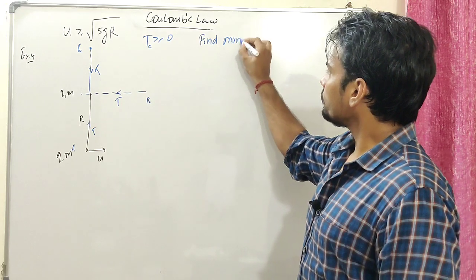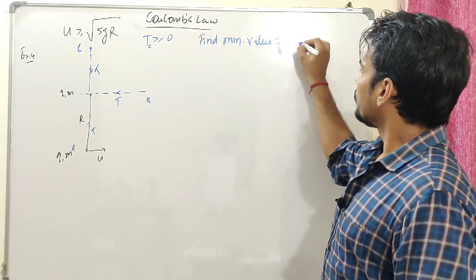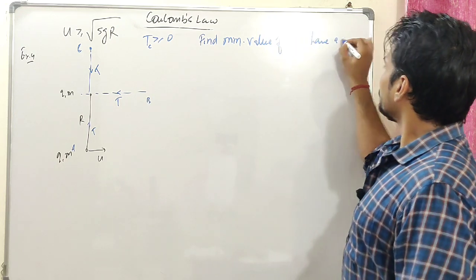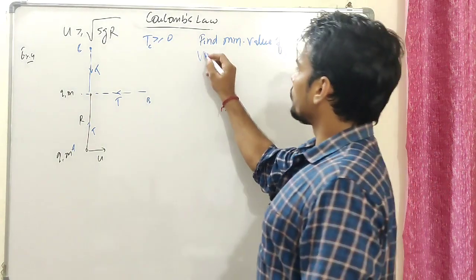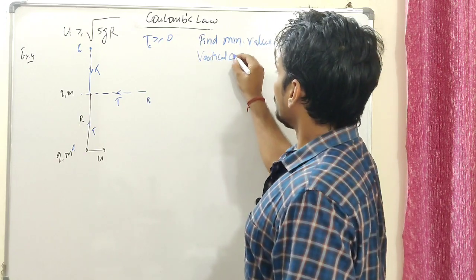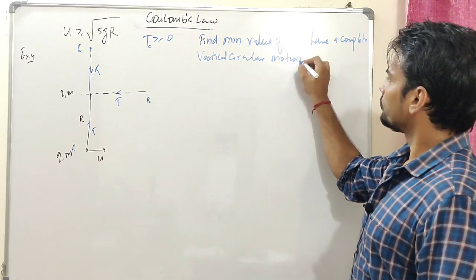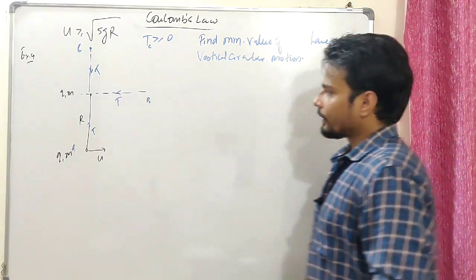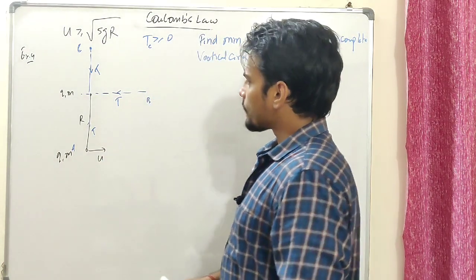So my question to you: find the minimum value of U to have a complete vertical circular motion. That's the question. The charges are given as Q, and of course the masses are M. Okay, let's have a look at this one.